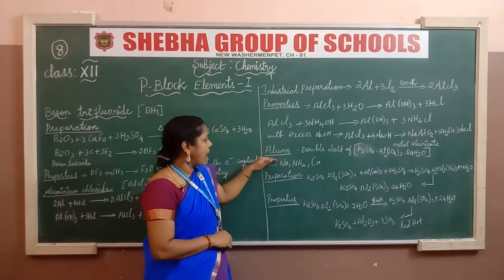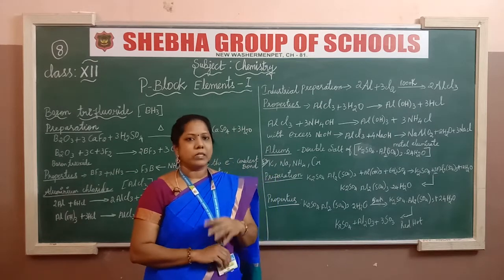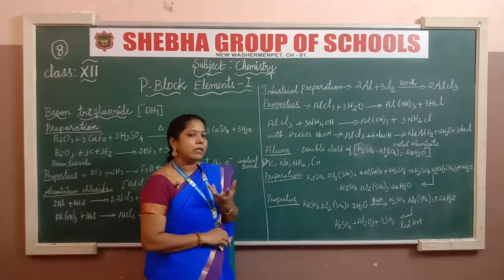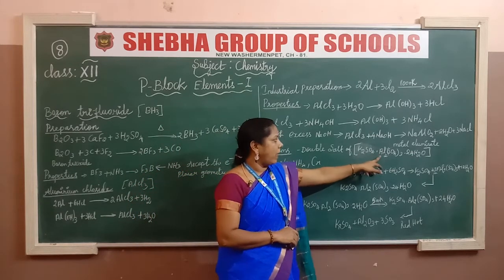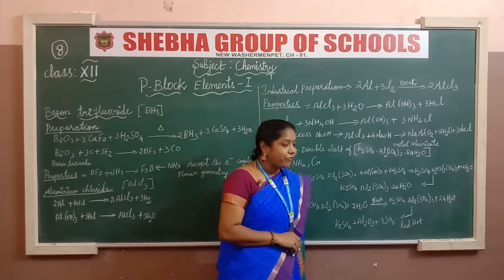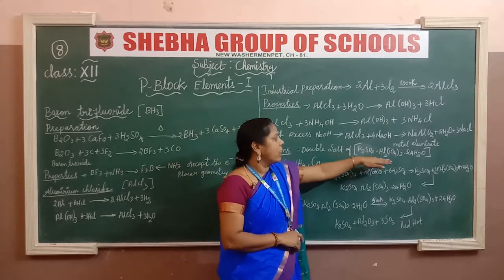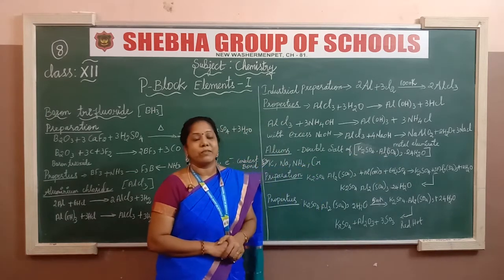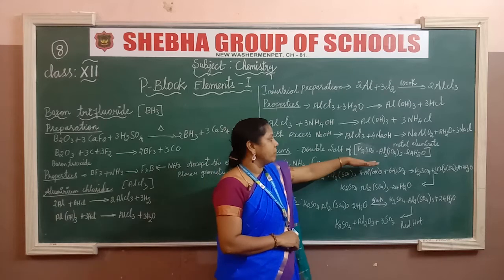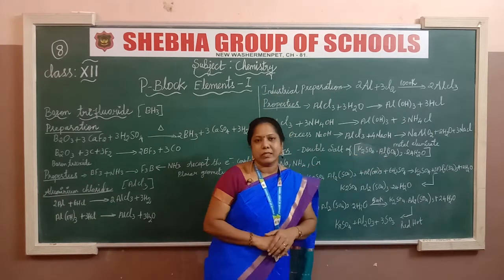What is that called, alums? Alums means it's also called double salt. Double salt, we call alums. What is the name of the double salt? K2SO4 Al2(SO4)3 and 24 molecules of water, that is potassium sulfate, aluminium sulfate with 24 molecules of water. So you can call it the simple way, potash aluminium sulfate, that is the double salt.